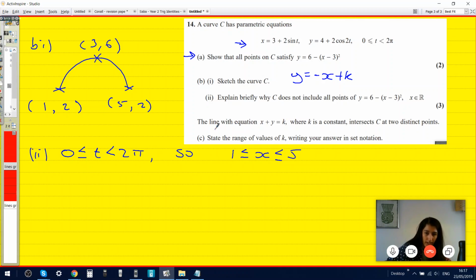So x plus y equals k, so k minus x equals y, and x equals k minus y. That doesn't really help me. So x is 3 plus 2 sine t. So k minus y equals 3 plus 2 sine t. Let's sub it into this one. Yeah, because it satisfies all points.